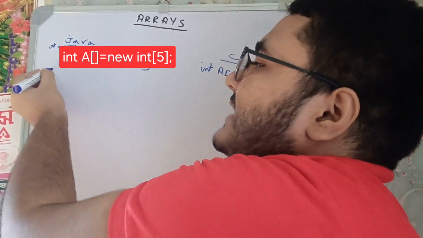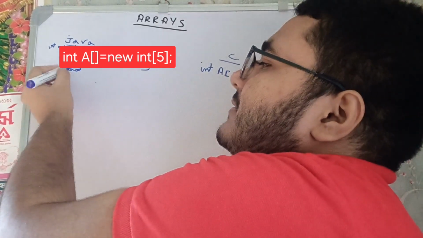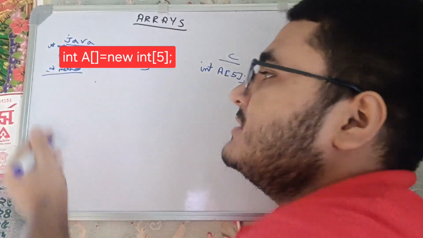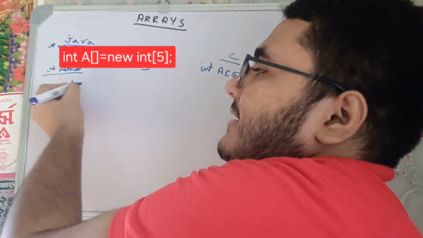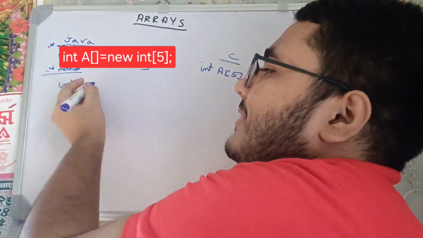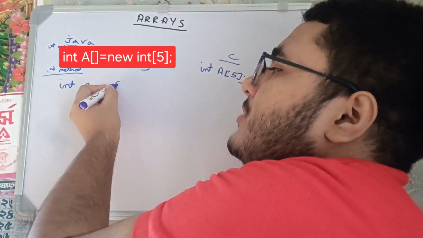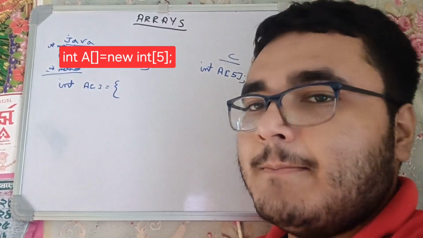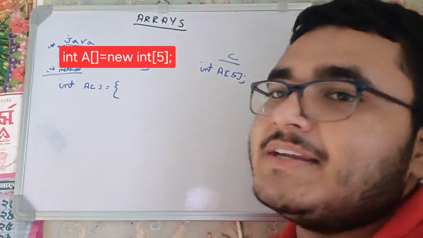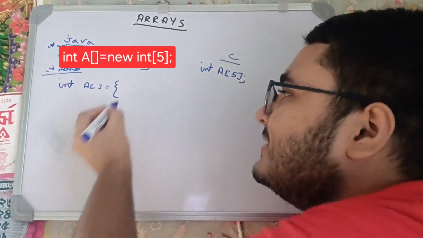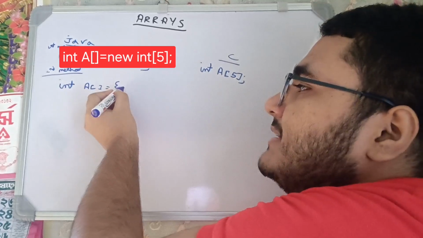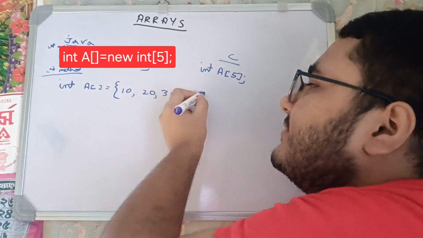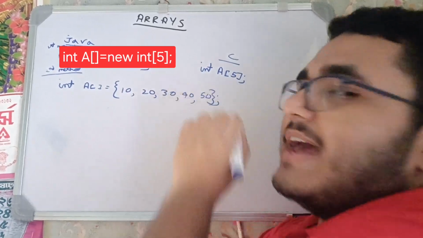Second method, being a programmer, you want to store values. So int a is equal to opening braces. Suppose again you want to store 5 elements, but those 5 elements should be of integer types, and you know those values. So just write them, separating with a comma. Say 10, 20, 30, 40, 50. This is another way of declaration.